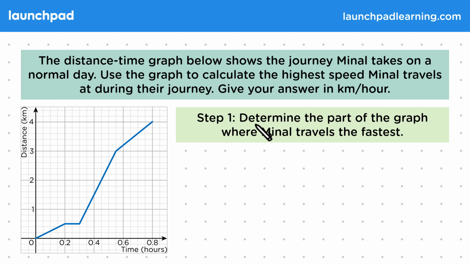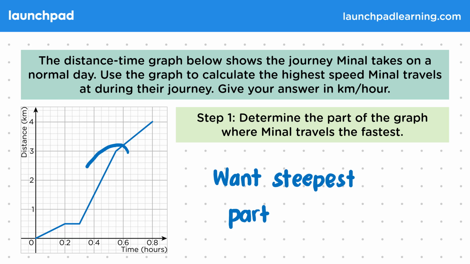So for step 1, determine the part of the graph where Minal travels the fastest. Recall that the steeper the graph, the faster an object must be travelling. So for this example, we want the steepest part of the graph. As we can see, that would be this middle section of the graph here.